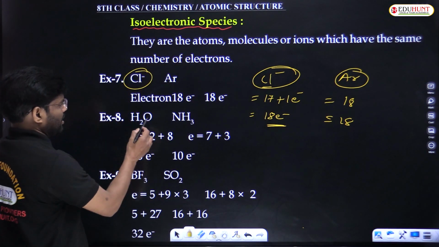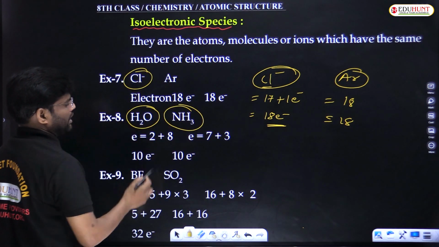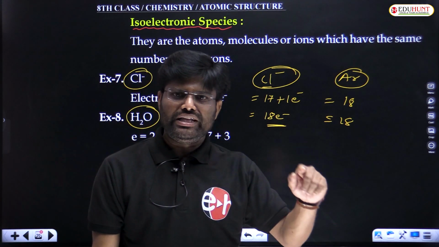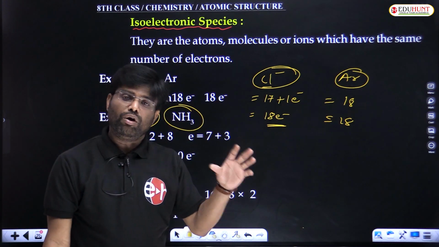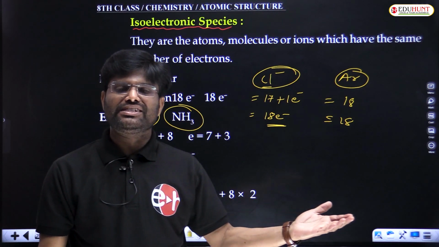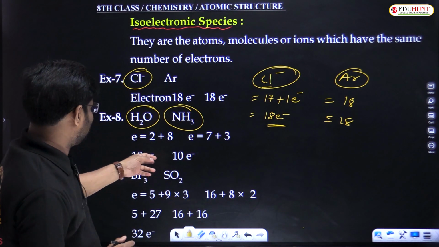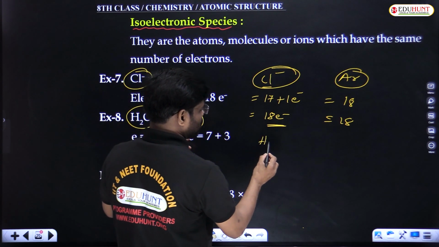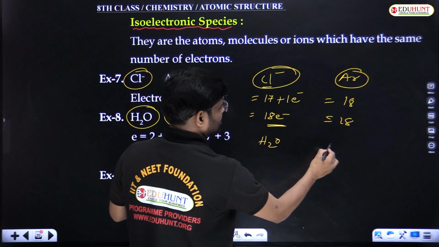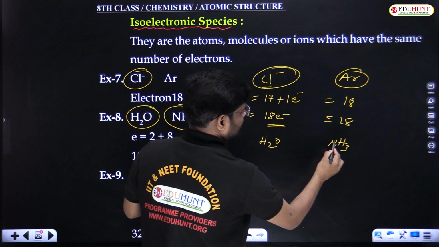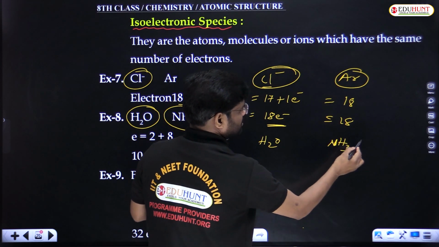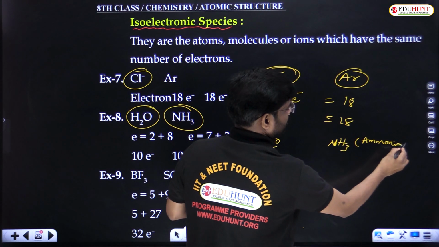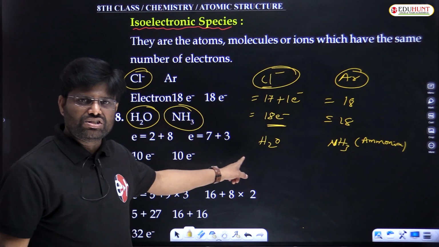So next one, H2O and NH3. Not only ions, not only atoms, but also molecules are having the same number of electrons. So let us see H2O, I am taking H2O and also NH3. NH3 is nothing but ammonia. This is ammonia. And this is water.